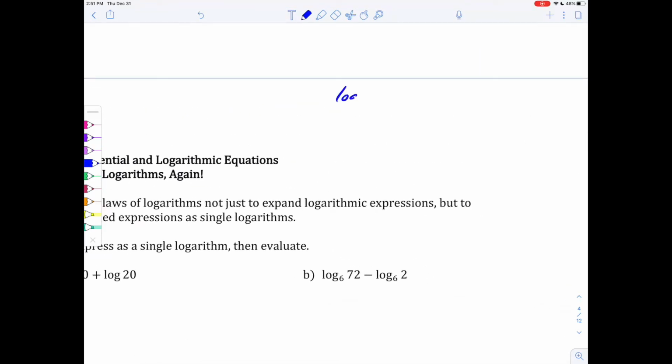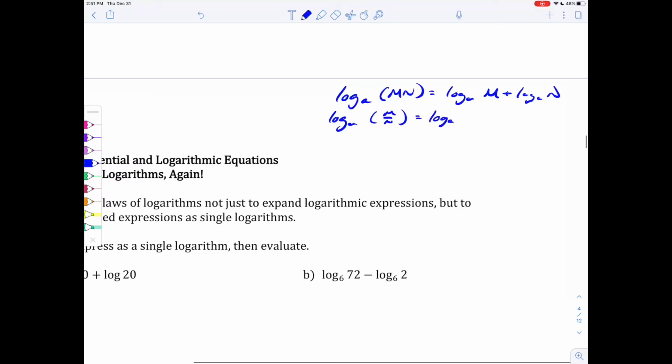Things like the log of a product is equal to the sum of the individual logs, or the log of a quotient is the difference between those individual logs. And the other one we had was the log of a power. And that says that we can plunk that exponent out in front of the log.